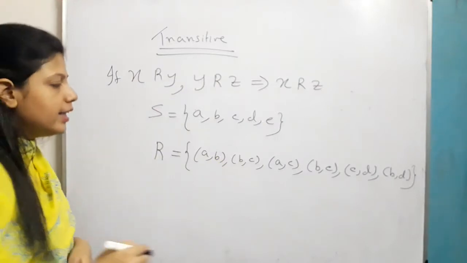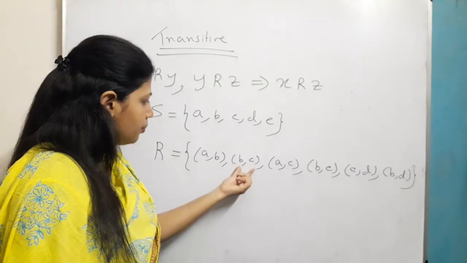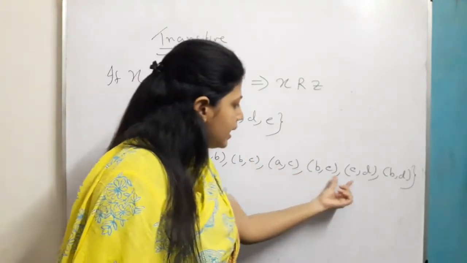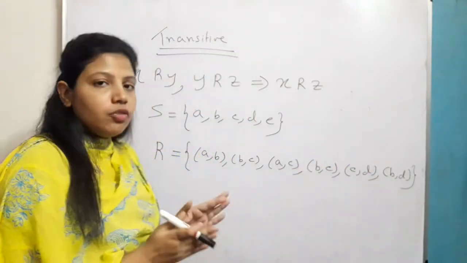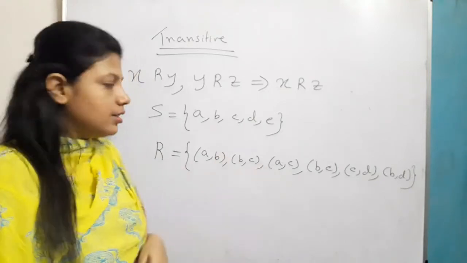Now I will check this one, is it transitive or not. AB, BC, AC is there. Next, BC, CD, BD is there. But I will not finish here. I have to check this one for all the elements.